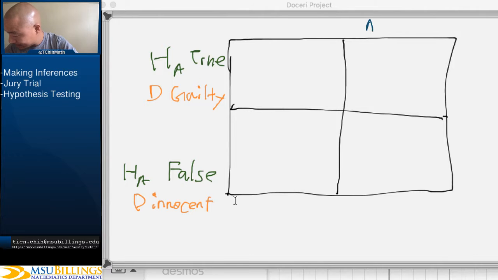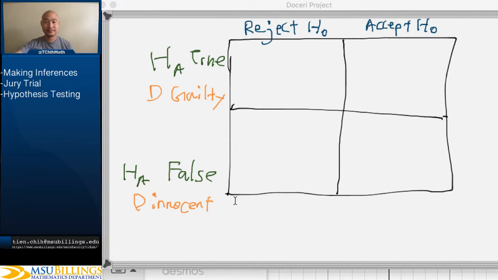that we accept H naught, or we reject H naught. And then the corresponding criminal justice analogs: accepting H naught would be like a not guilty verdict, and rejecting H naught would be like a guilty verdict.